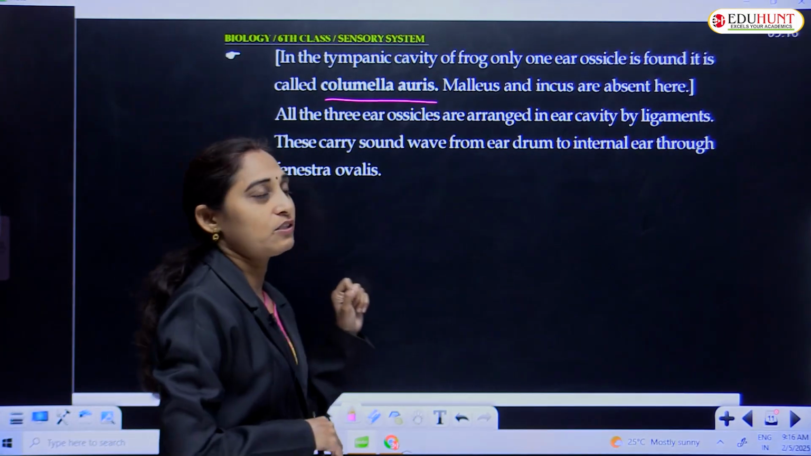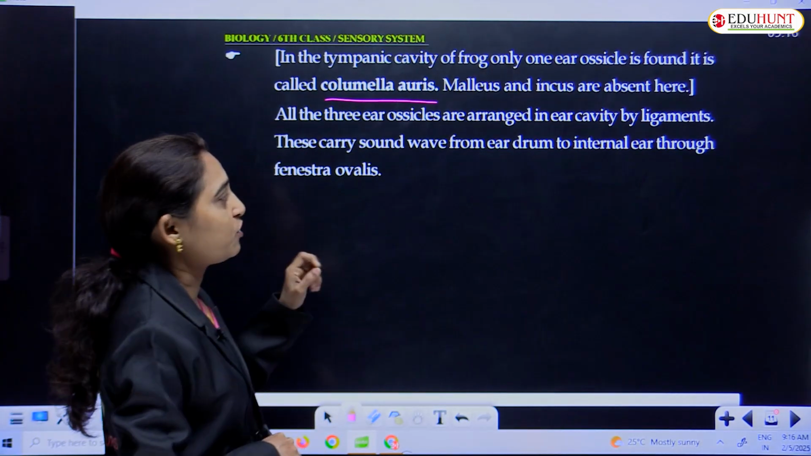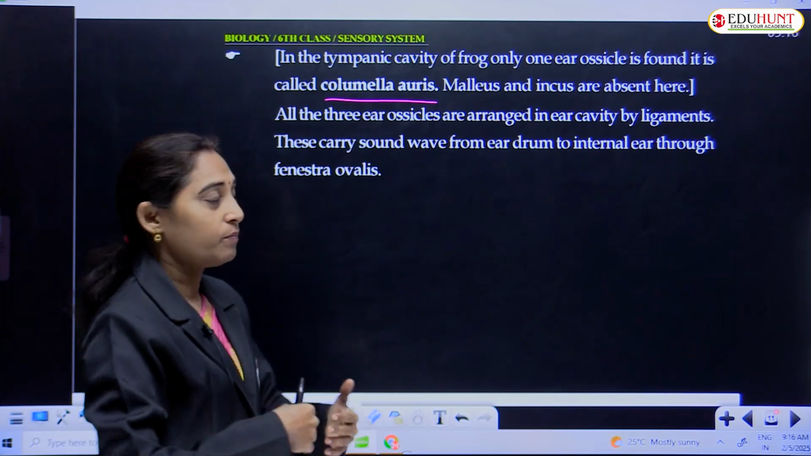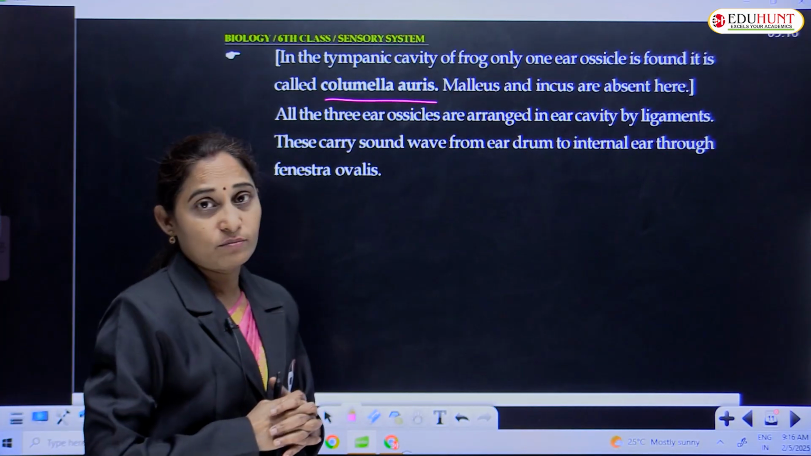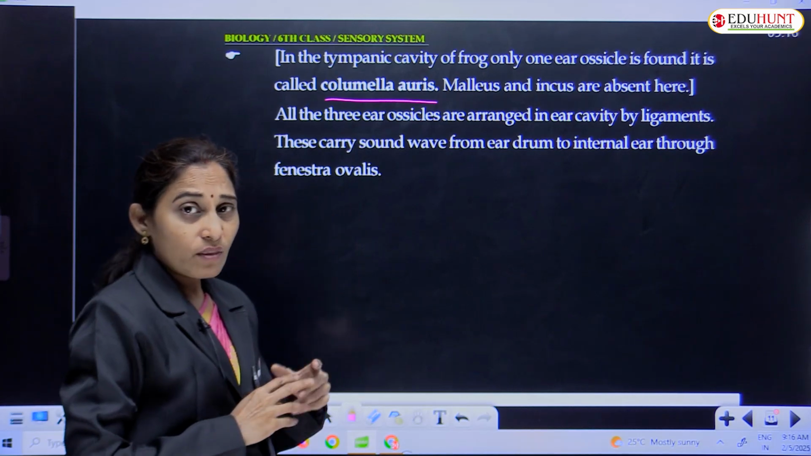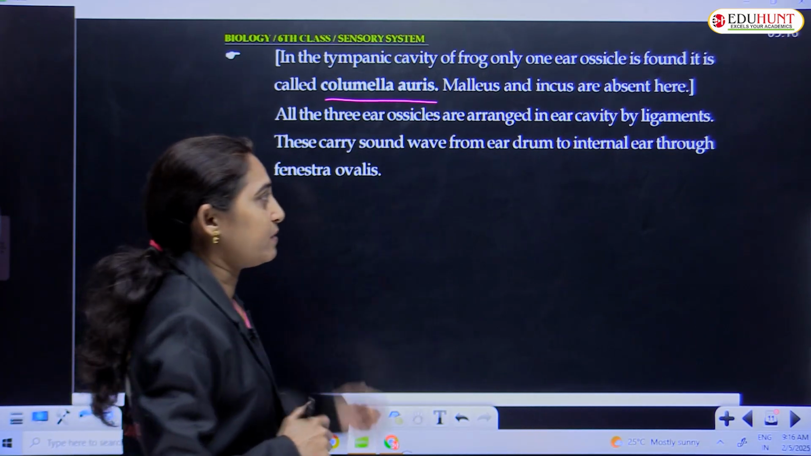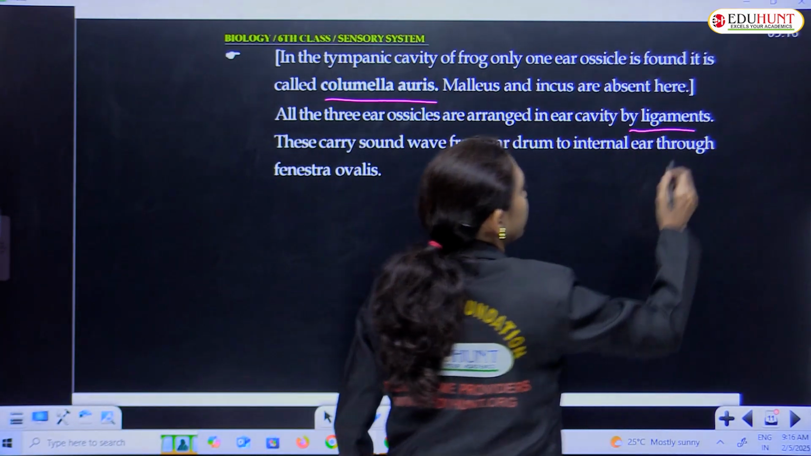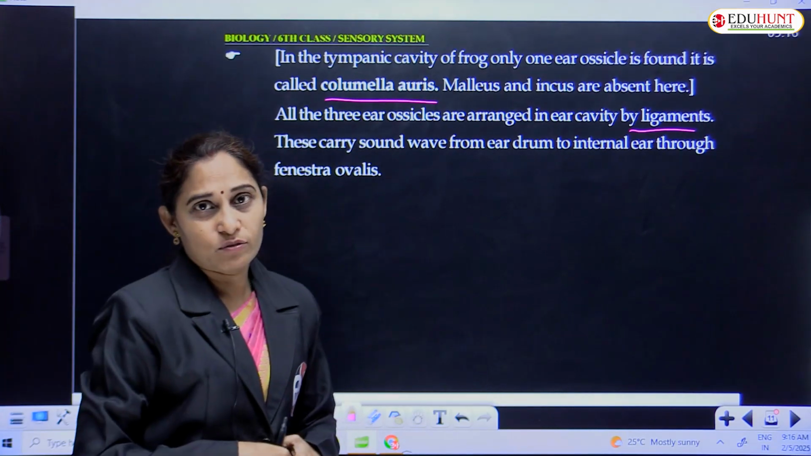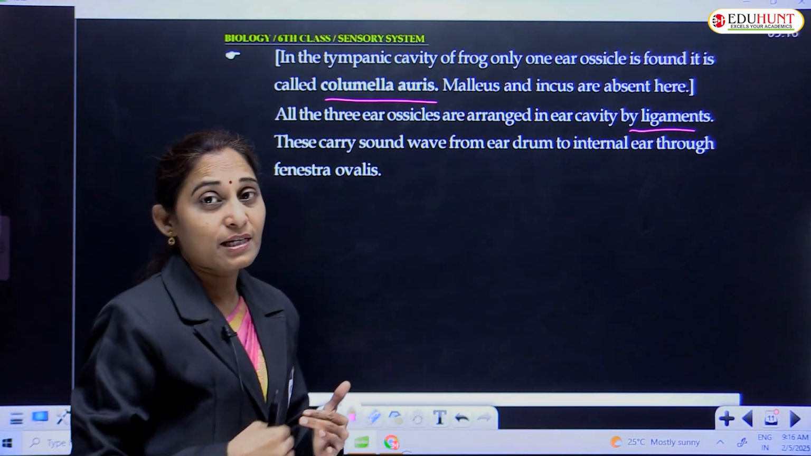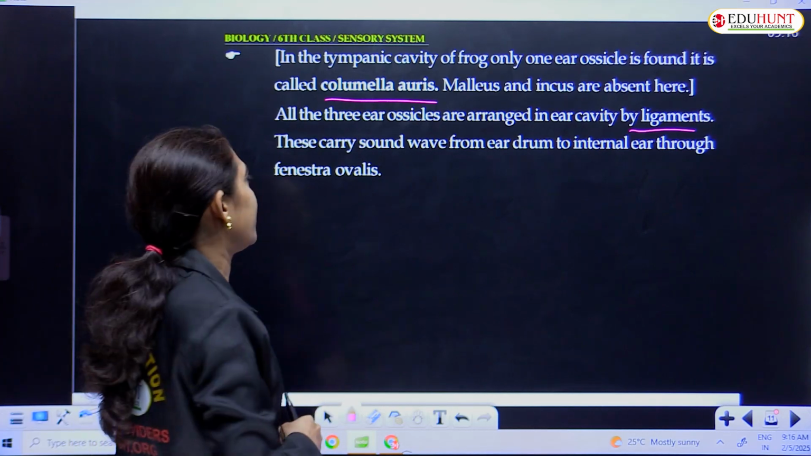All the three ear ossicles are arranged in mammals. These are arranged and connected by ligaments. ఇయర్ క్యావిటీకి ఇవి లిగమెంట్స్తో కనెక్ట్ అయి ఉంటాయి, బికాస్ బోన్కి మజిల్కి ఉండే కనెక్షన్ని లిగమెంట్ అంటాం కదా.